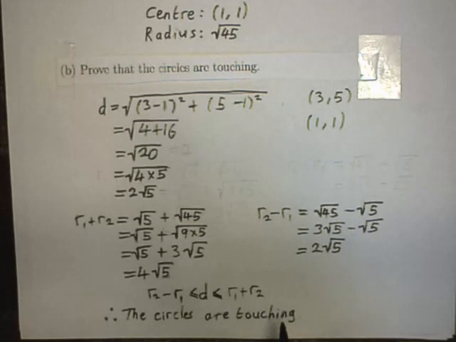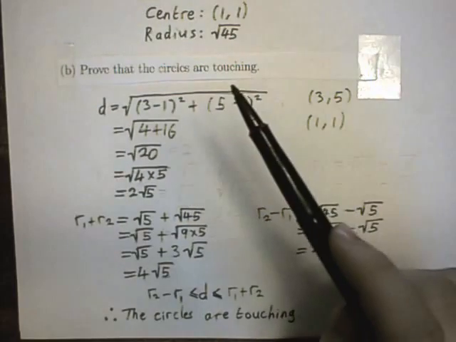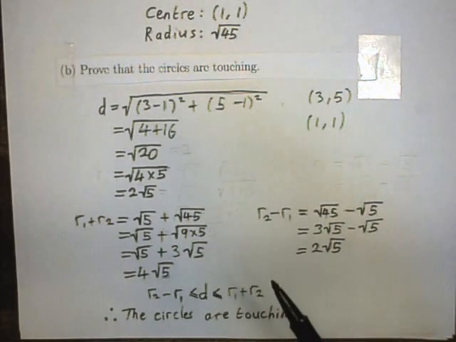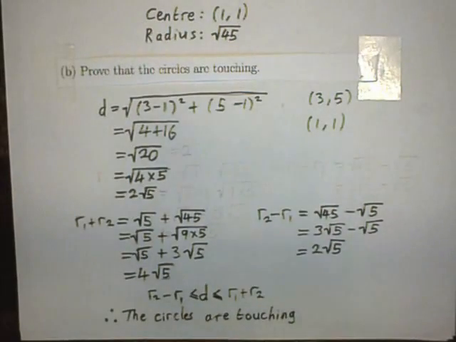And don't forget to write down that last statement. The question is to prove that the circles are touching. Here is your proof, and they need to know that you can actually conclude this statement from your results.